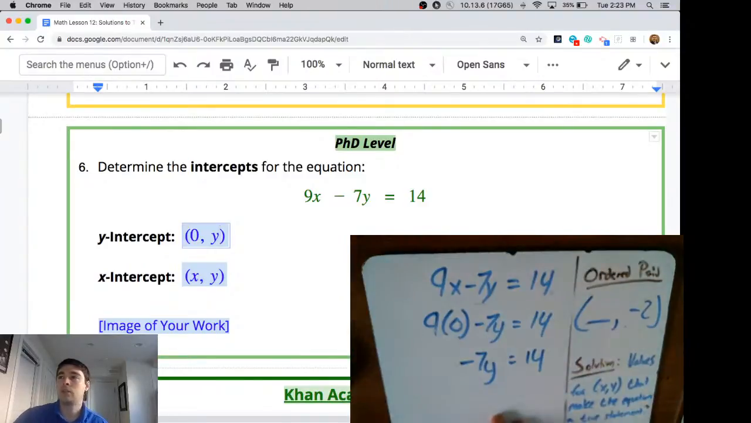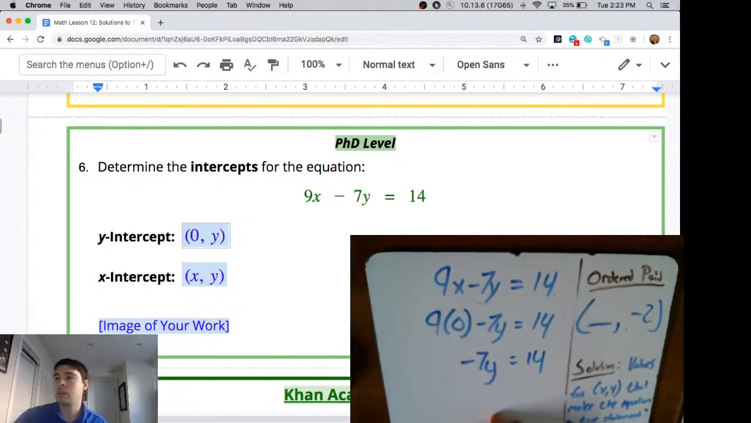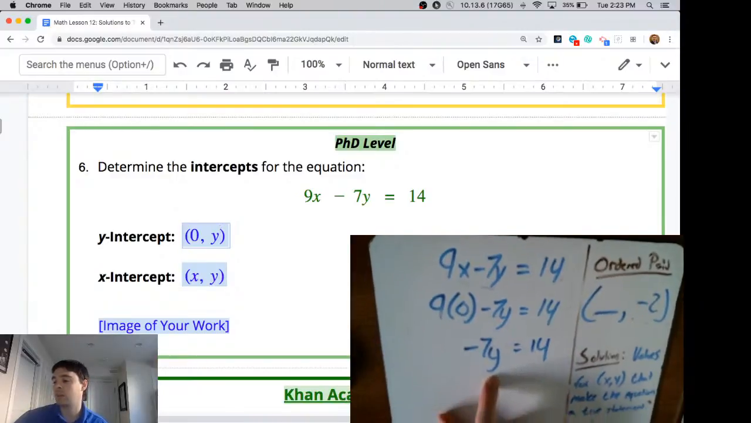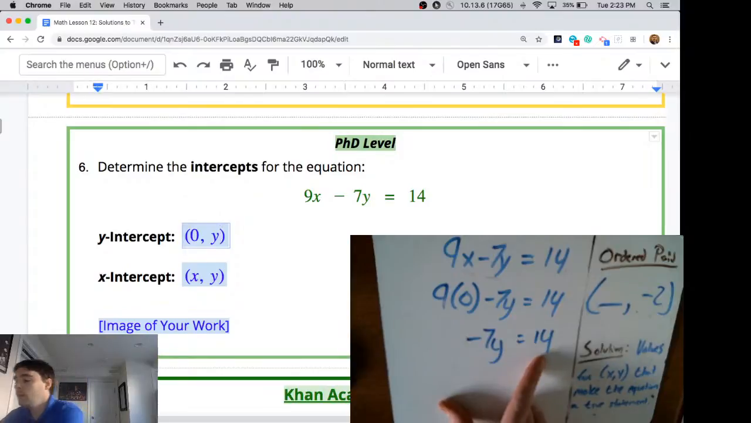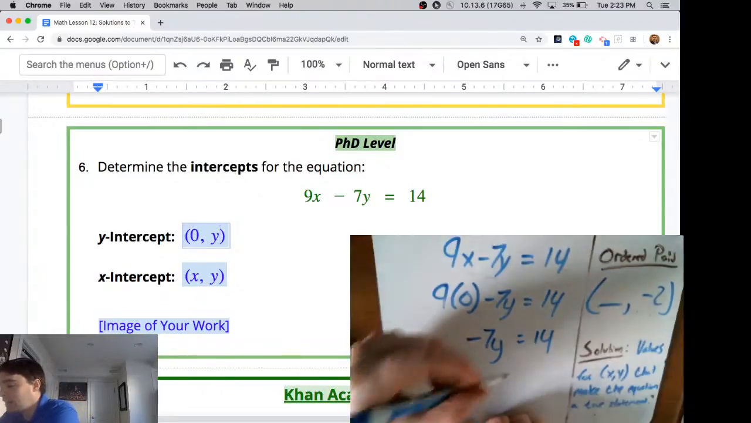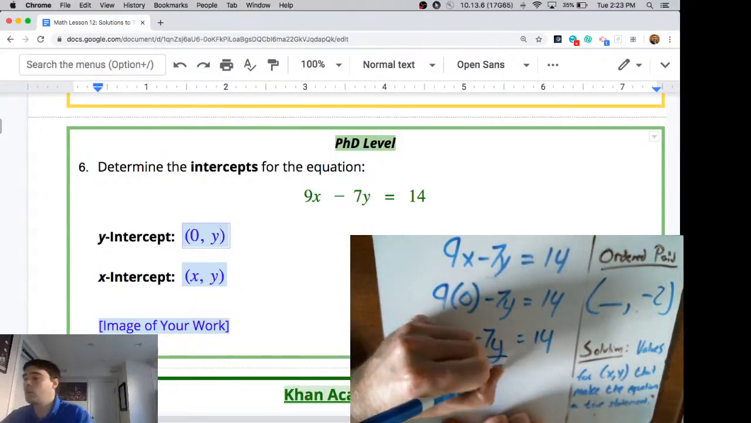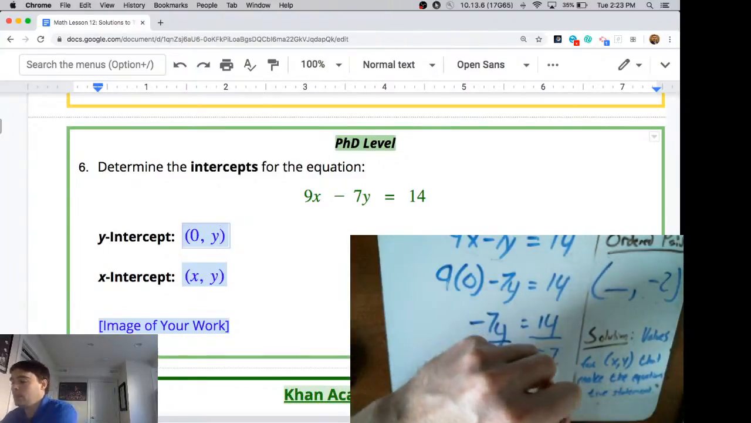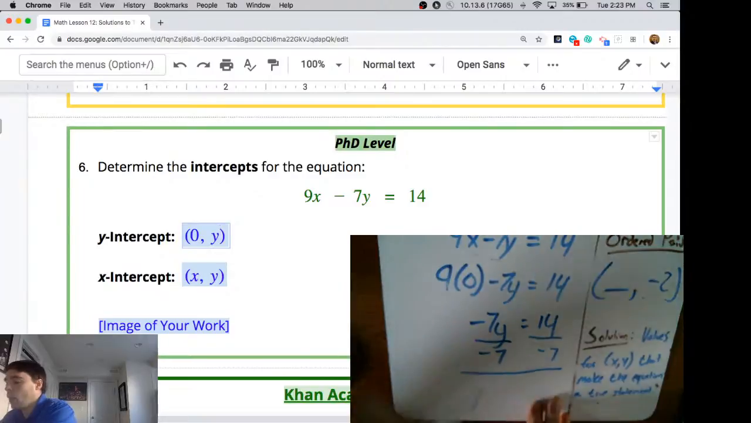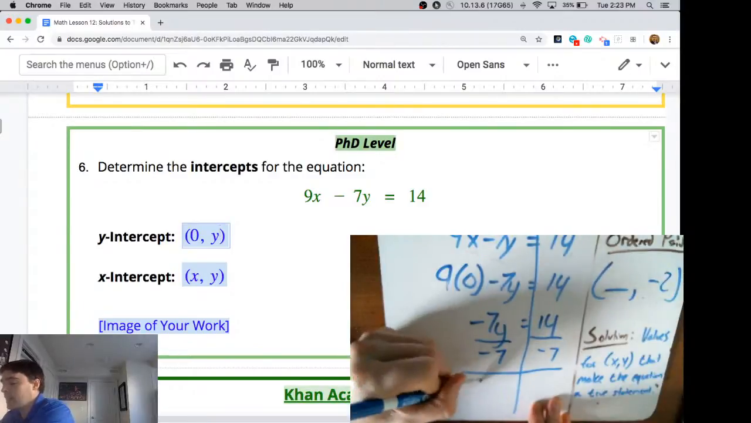And as we're going to talk in future weeks, part of the reason they make graphs based on x and y-intercepts is it's really easy to find the y-intercept or x-intercept by turning x into 0 or y into 0. Now I have negative 7y equals 14. I just need to cancel out the multiply by negative 7, so I'm going to divide both sides of my equation by negative 7. And that gives me y equals negative 2.